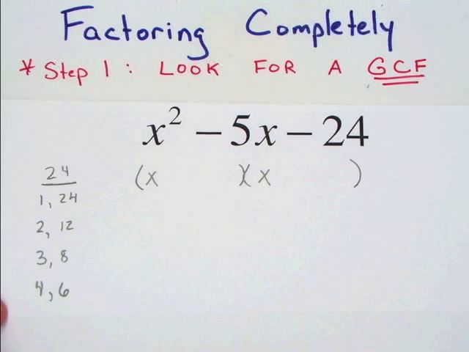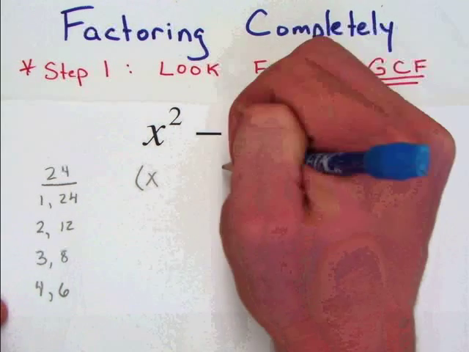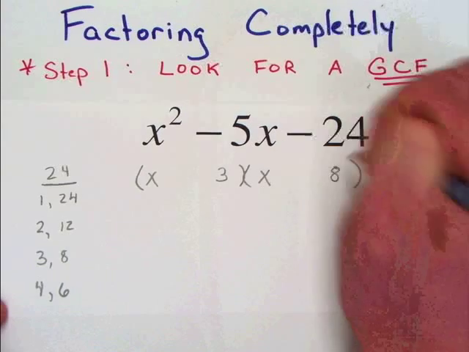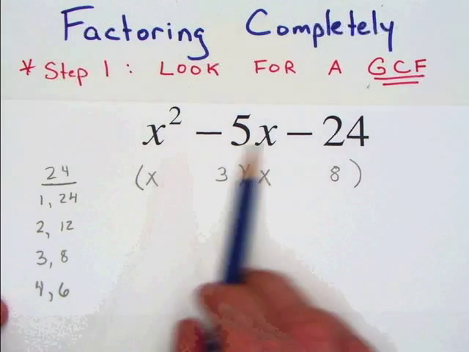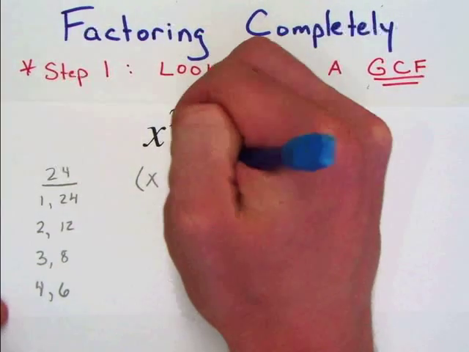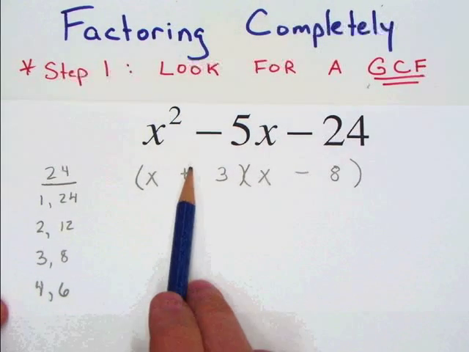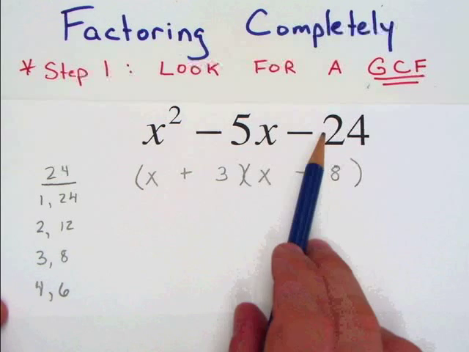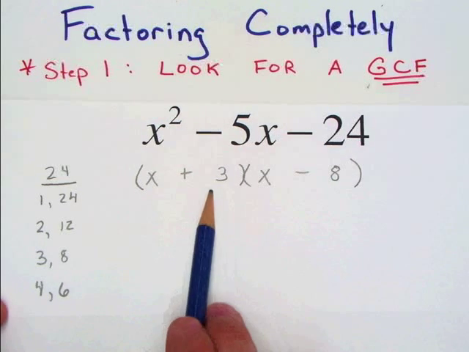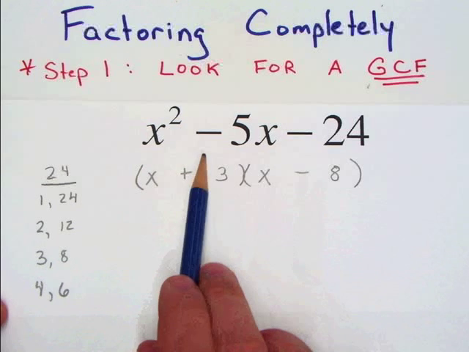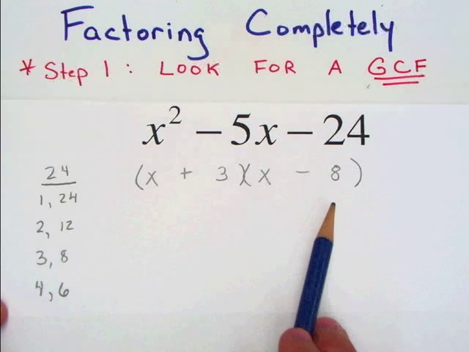Once we examine our list, we notice the difference of 3 and 8 is equal to negative 5. So I'm going to put a 3 and an 8 in my two binomials, and to get those two to add to negative 5, I will need this to be a positive 3 and a negative 8. My final check, 3 times negative 8 gives me negative 24. 3 plus negative 8 gives me negative 5. I have factored this trinomial.